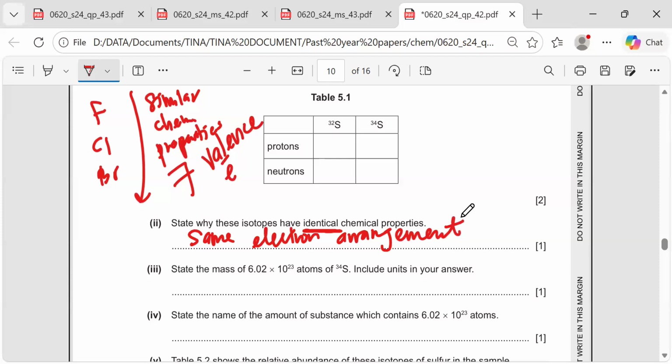Okay, same electron arrangement. Get it? Understand? Physical, not chemical. Okay?